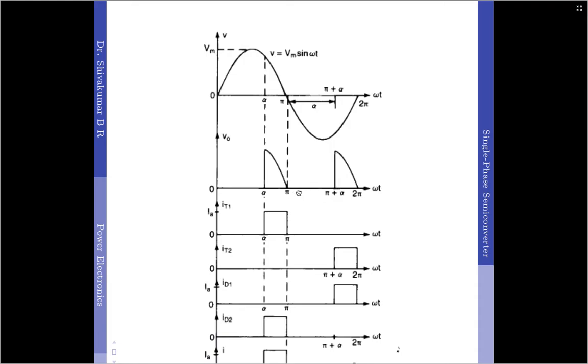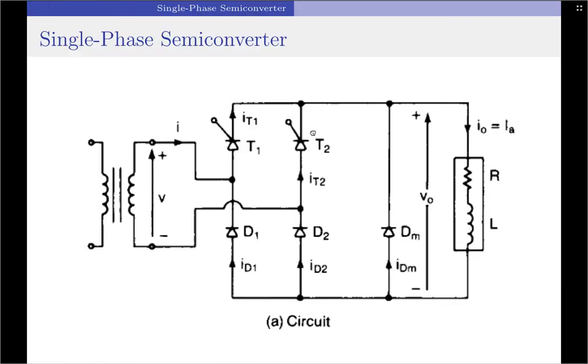So between pi till pi plus alpha, the input voltage, as you can see, is negative, and this is the time at which the freewheeling diode Dm comes into picture, and therefore it is forward biased. Now the freewheeling diode conducts to provide continuity of current in the inductive load. So whenever the thyristors are not conducting, the freewheeling diode will help the load current to flow in the same direction and in a continuous fashion.